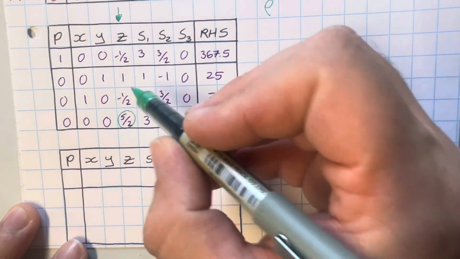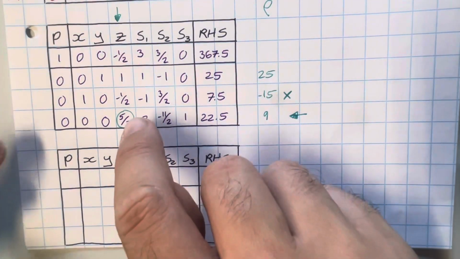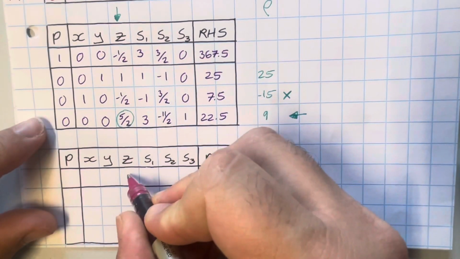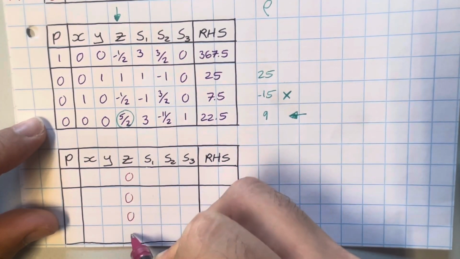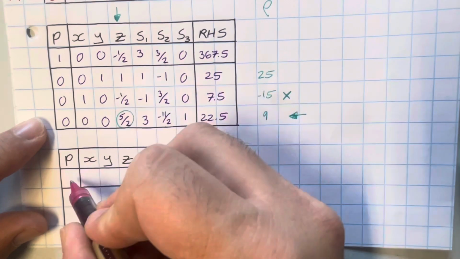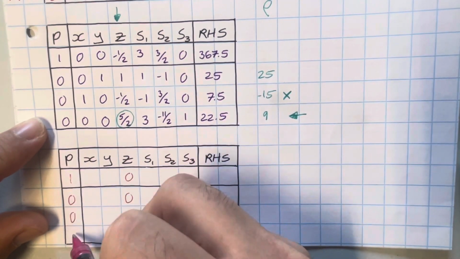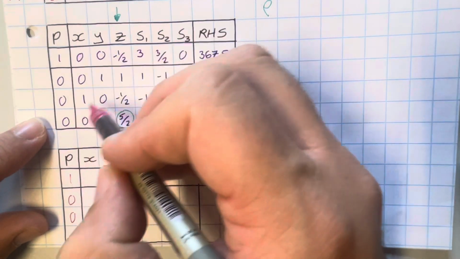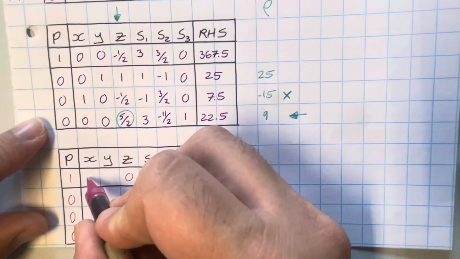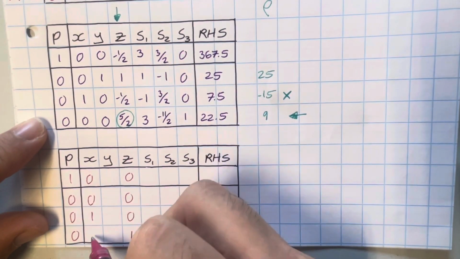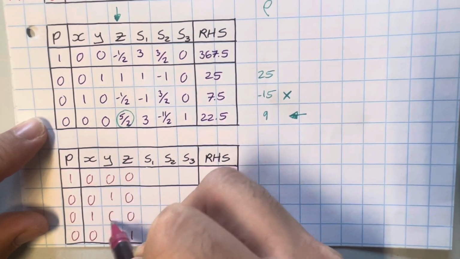So that essentially means I want to make this column look like 0, 0, 0, 1. The P will remain as 1, 0, 0, 0. X and Y are the other two pivot columns, so they will remain as 0, 0, 1, 0 and 0, 1, 0, 0.